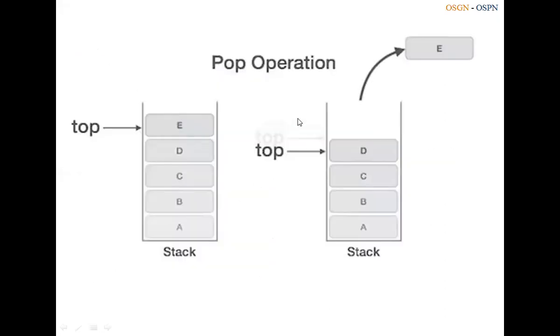Now let us see one example. So here, this is the stack. Now top is pointing to this E. Suppose we want to pop this E. So E is deleted here. Now top is pointing to D. After removing this E, top is decremented and it will point to the next element. So this is the pop operation. Any question?